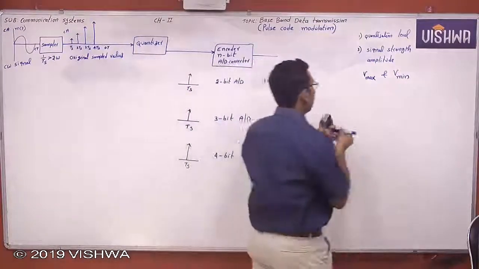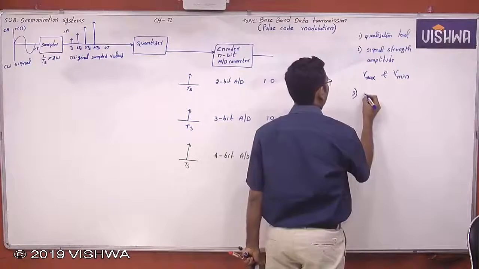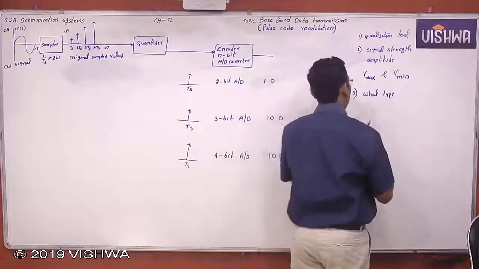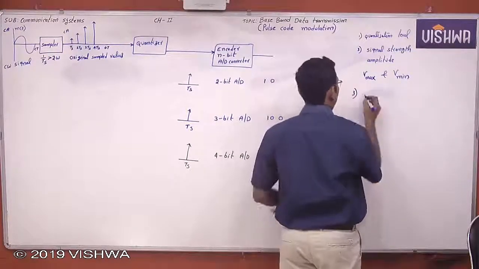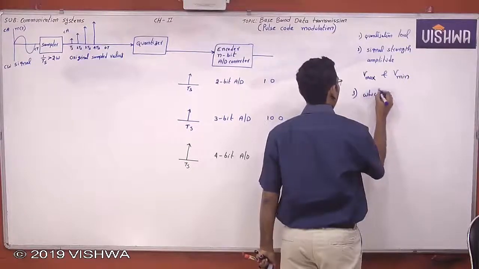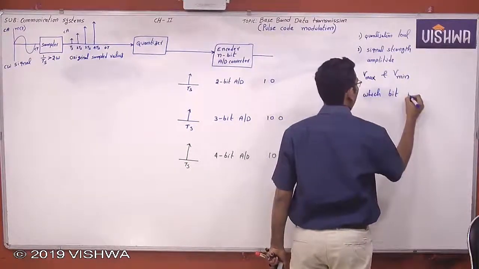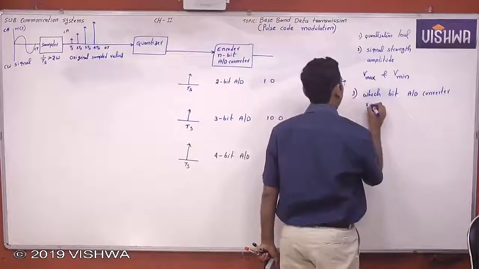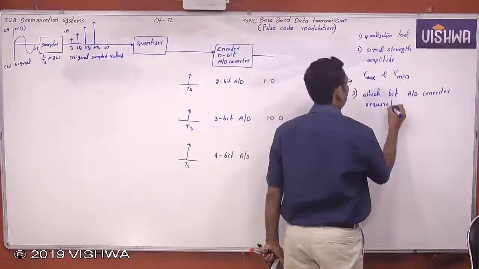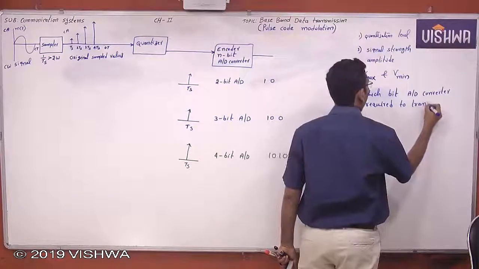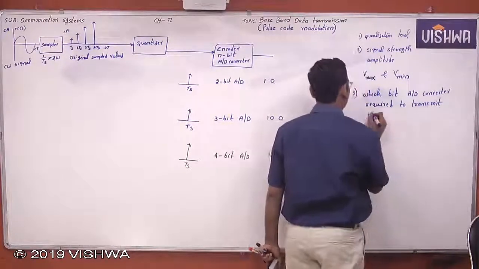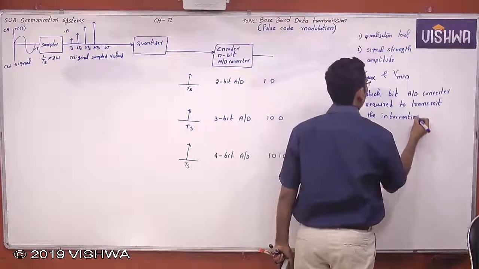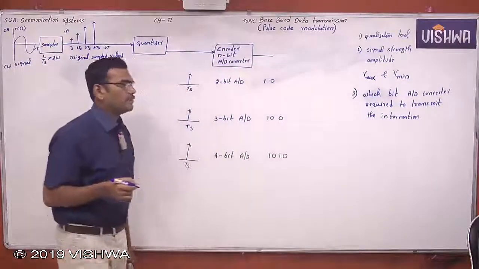Therefore, now you require another piece of information: which bit A to D converter is required to transmit the information? What is the meaning of that? Which bit A to D converter is required to transmit the information?